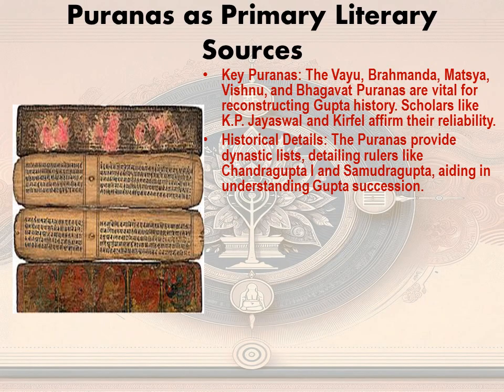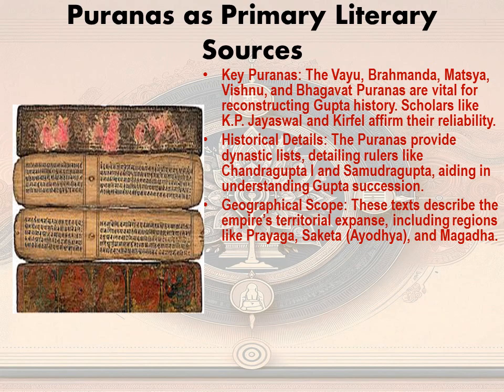Historical details. The Puranas provide dynastic lists detailing rulers like Chandragupta I and Samudragupta, aiding in understanding the Gupta succession. So these Puranas give the chronology and who came after whom in the Gupta dynasty. Thus from these details we come to understand the Gupta succession.